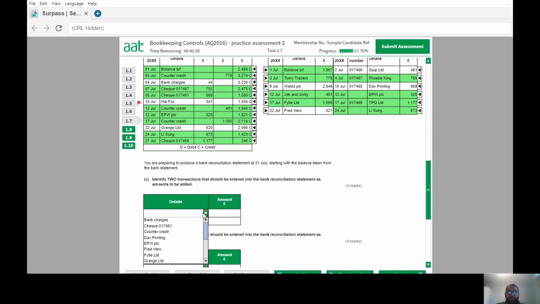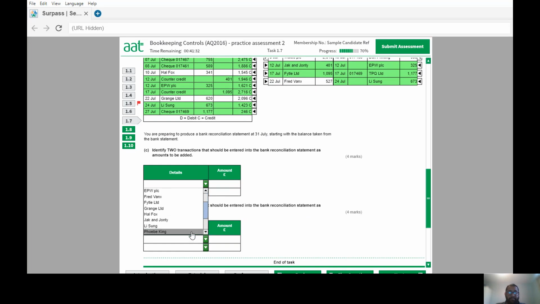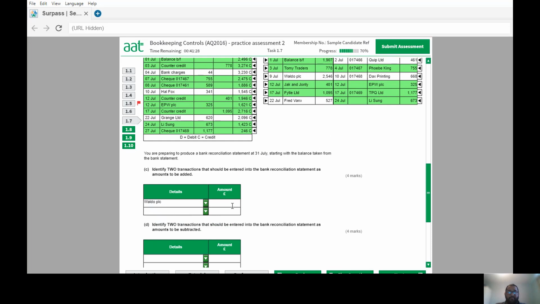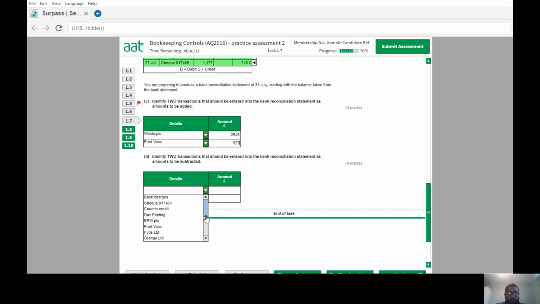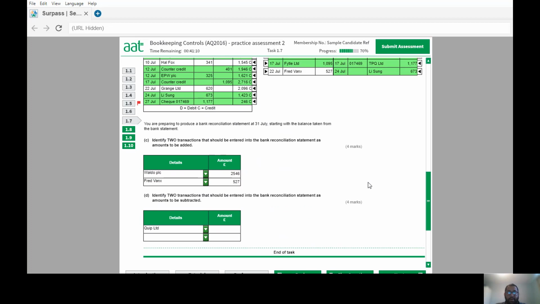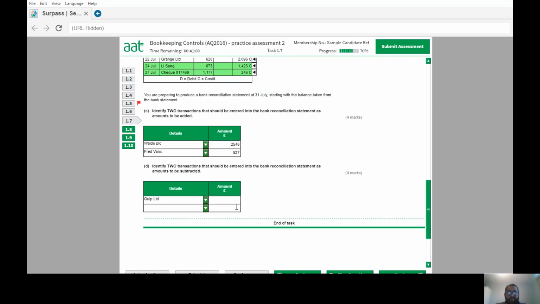So here, what we're going to do, the two entries going to be, one is Waldo PLC. So look for Waldo here, yeah, and for the value of 2546. And next one is going to be Fred Fanks. That is for 527 pounds. They're all done. The next one in this one is going to be Quip Limited. So we just start to scroll down and find Quip. And the next one is DAX Printing.